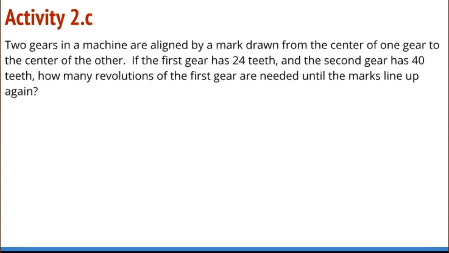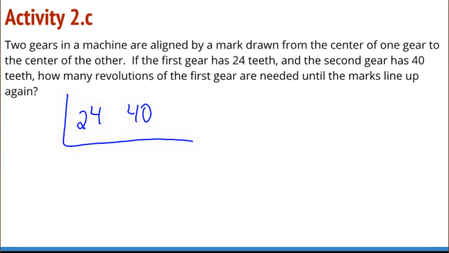2 gears in a machine are aligned by a mark drawn from the center of one gear to the center of the other. The first gear has 24 teeth, and the second gear has 40 teeth. How many revolutions, how many times will it turn until the marks line up again? So we're asking to scale up here. What is the least common multiple of 24 and 40? When are they going to meet again?